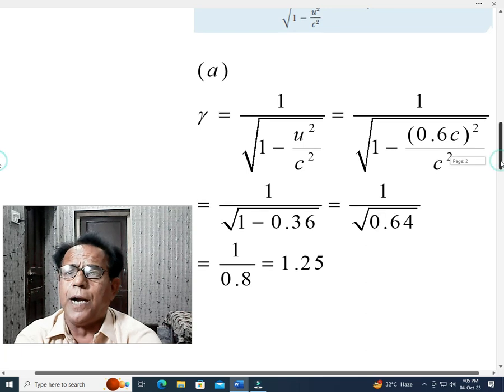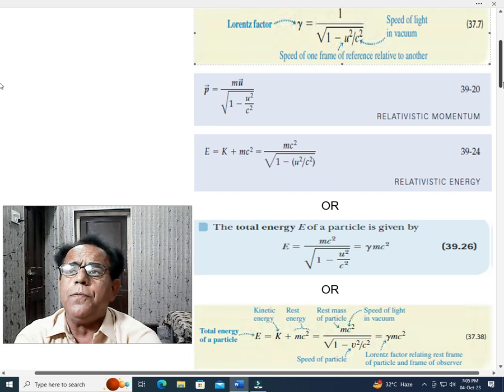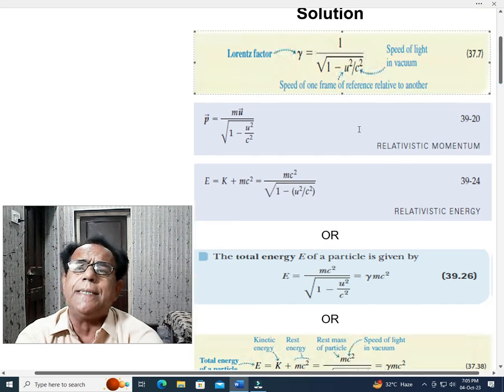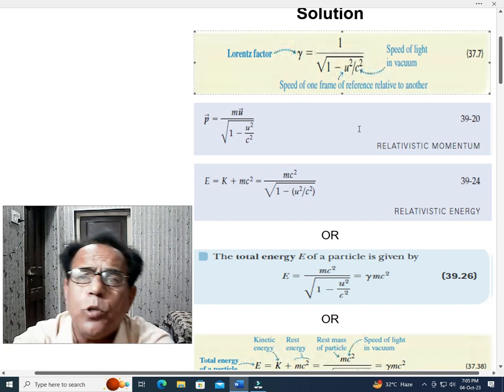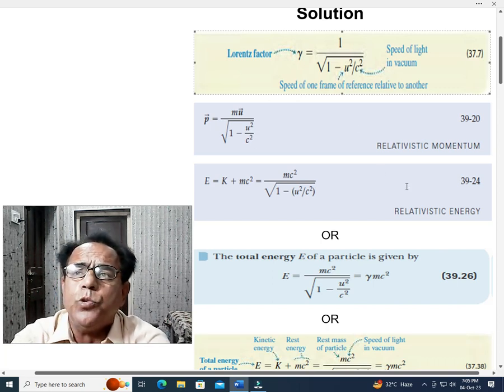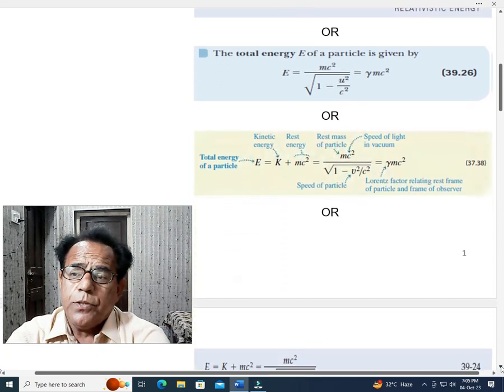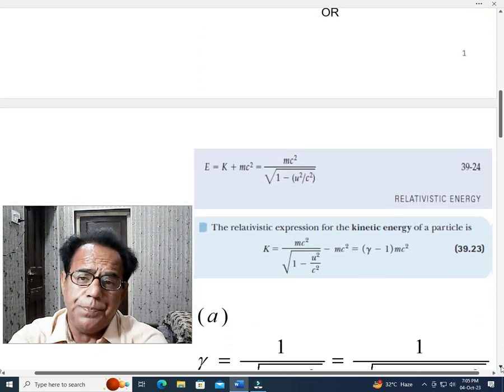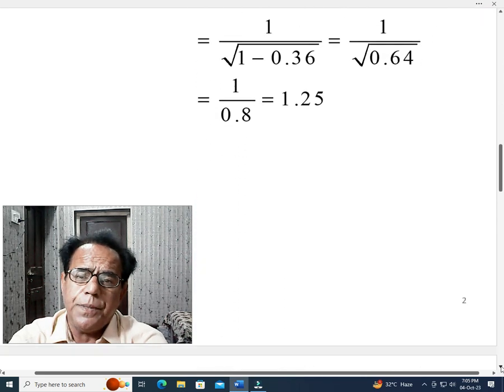Now we come to part B. Part B will be solved in accordance with the second snapshot, that is, relativistic momentum P is equal to mu over the square root of 1 minus u square over c square. So we come to part B.